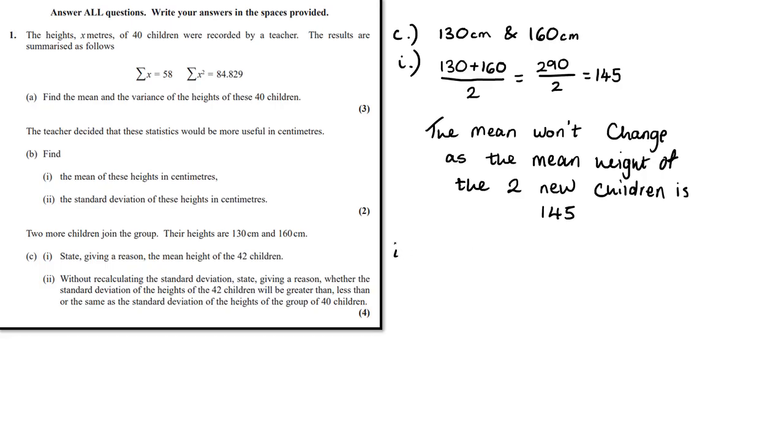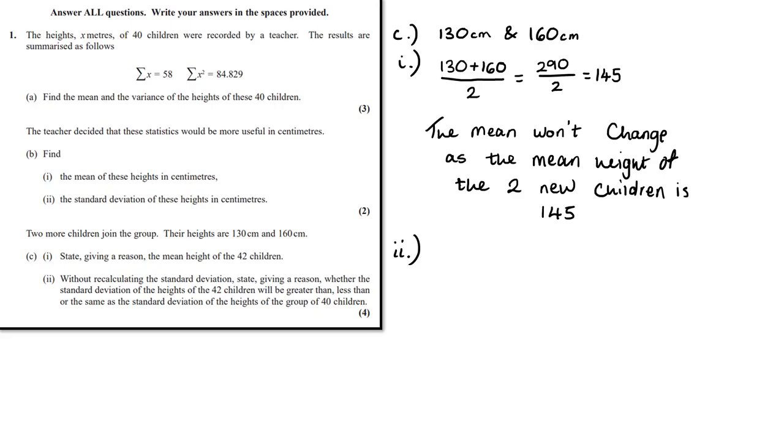For part 2, this is a little bit trickier, conceptually anyway, to understand. So this says now, without recalculating the standard deviation, state, giving a reason, whether the standard deviation of the heights of the 42 children will be greater than, less than, or the same as the standard deviation of the heights of the original group of 40 children.